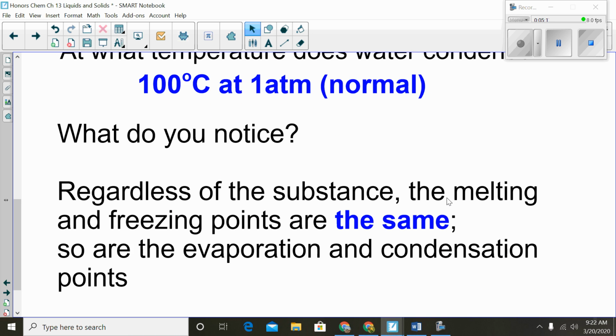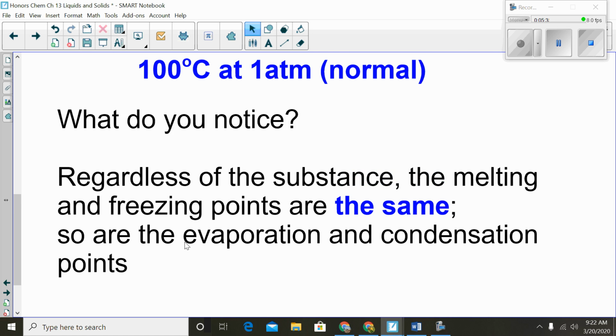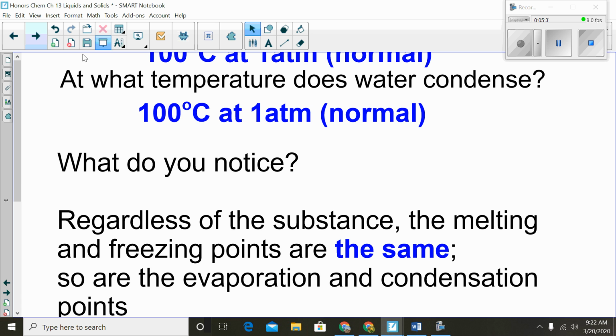What you're supposed to notice is that this could be any substance; it doesn't have to be water. I chose water because I thought you'd be pretty familiar with it, but melting and freezing points are the same. Evaporation and condensation points are the same. So that's the topic I'd like you to think about and focus on for this last lesson.